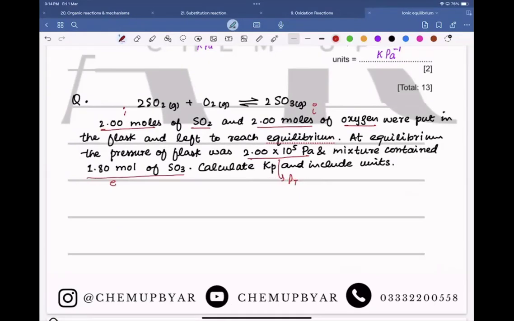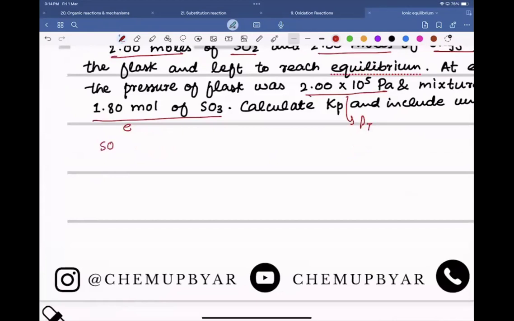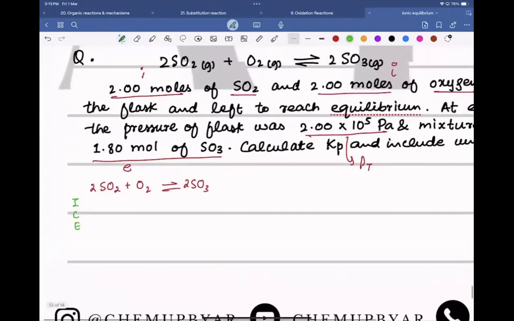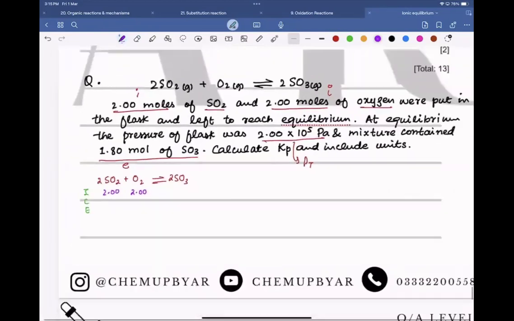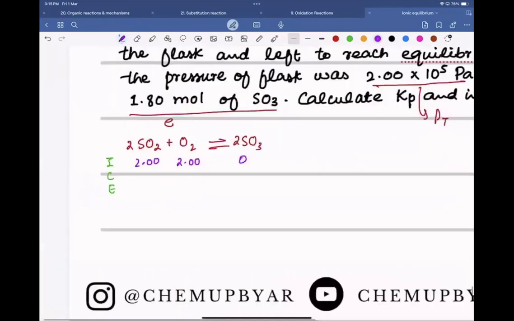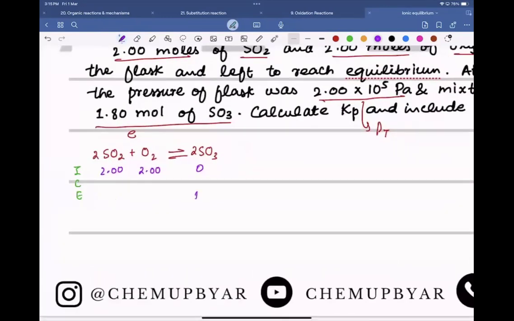So what was the first thing that you would do to find the moles of each gas at equilibrium? Sir, make the ICE table. Yeah, very good. So we are going to make the ICE table over here. Initially we have 2 moles of sulfur dioxide and 2 moles of oxygen, which were put in the flask. So there are no moles of sulfur trioxide. Then at equilibrium, there are 1.8 moles of sulfur trioxide. So the change for sulfur trioxide is positive 1.8 moles.